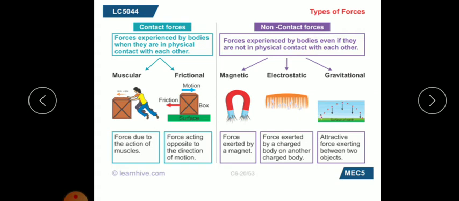Then gravitational force. So gravitational force also is a kind of non-contact force, because we know that earth attracts all objects towards it, and without any contact it can exert gravitational force on objects. So gravitational force is also a kind of non-contact force.